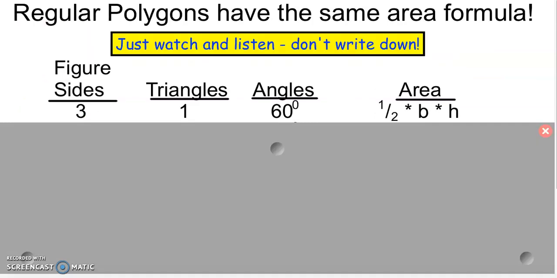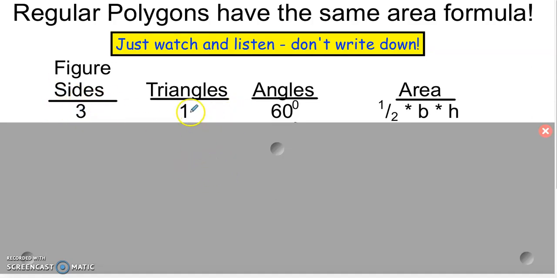So regular polygons have the same area formula I wrote at the top, but you're going to notice as I go through here, I'm going to show you many different area formulas. Don't write this down. This part is not what's important. Just the fact that I want you to know that we do have different area formulas, but we can actually make a universal formula here in a moment. So just follow along with this.